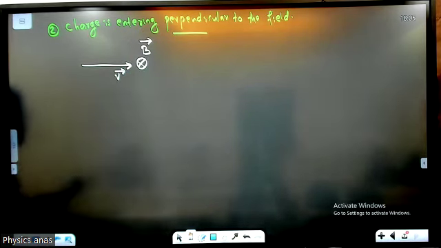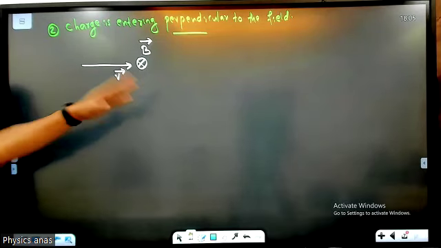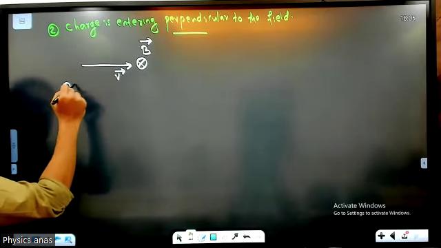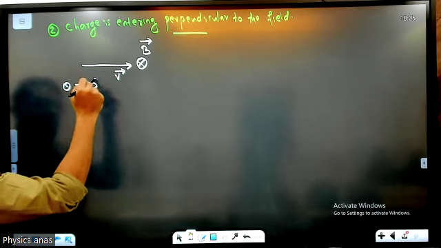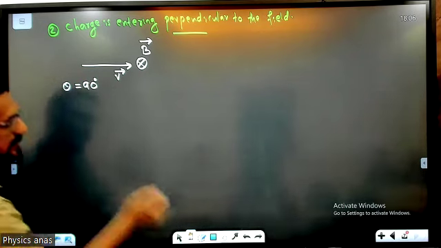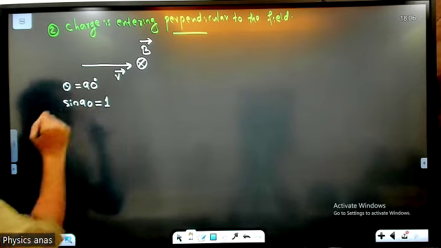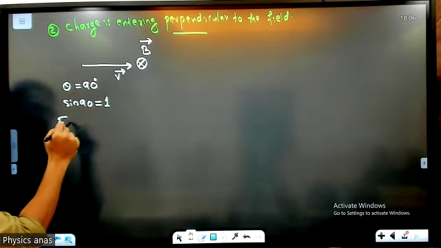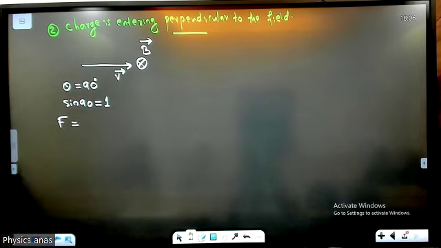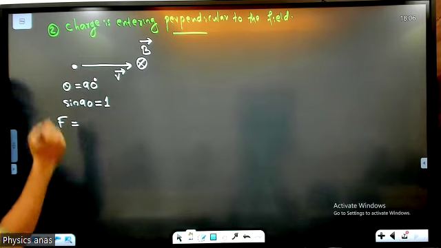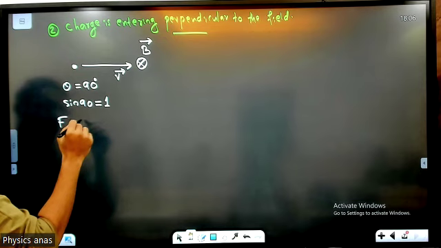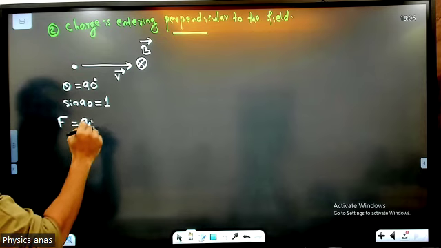Now, what is the angle between velocity and magnetic field? 90 degrees. So theta is equal to 90 degrees. If theta is equal to 90 degrees, what is sine 90? Sine 90 is 1. If sine 90 is 1, what is the value of magnetic force acting on that charge? It will be QVB.